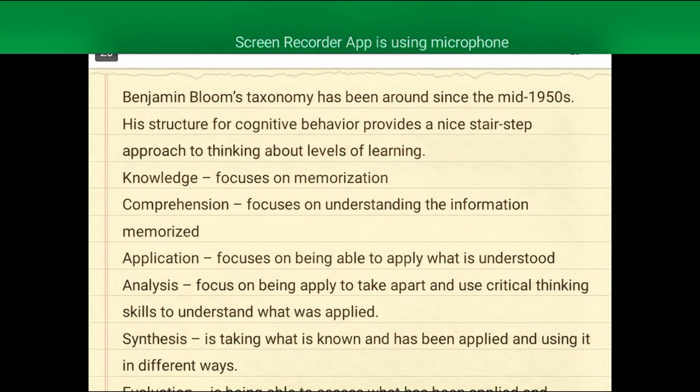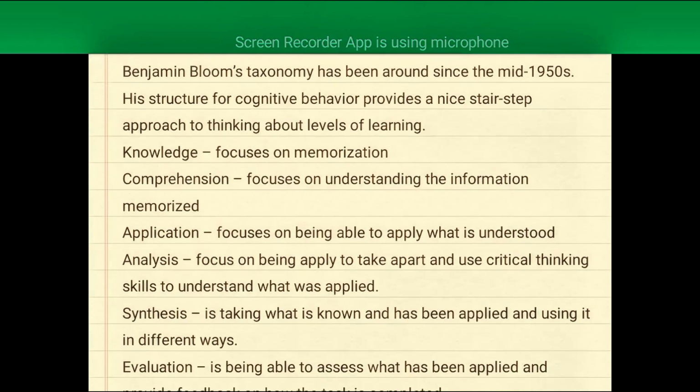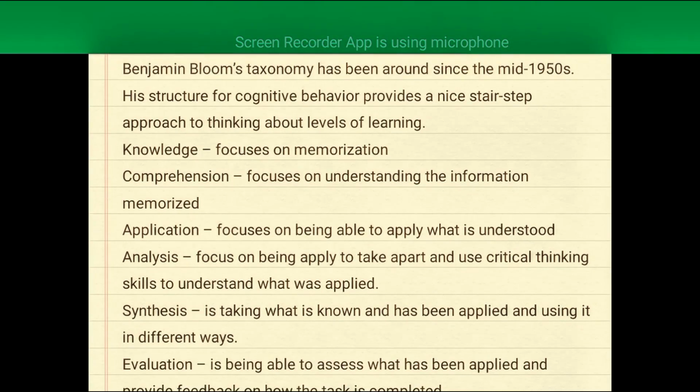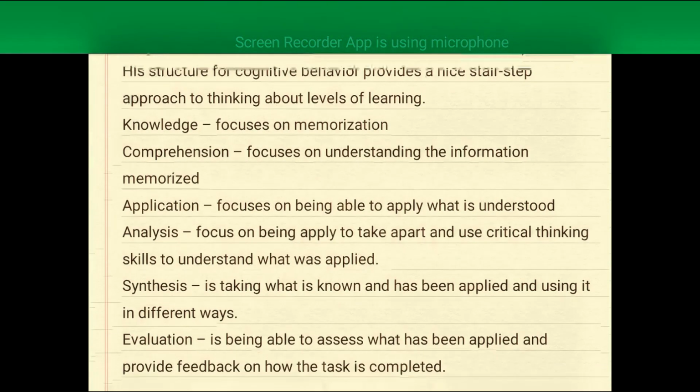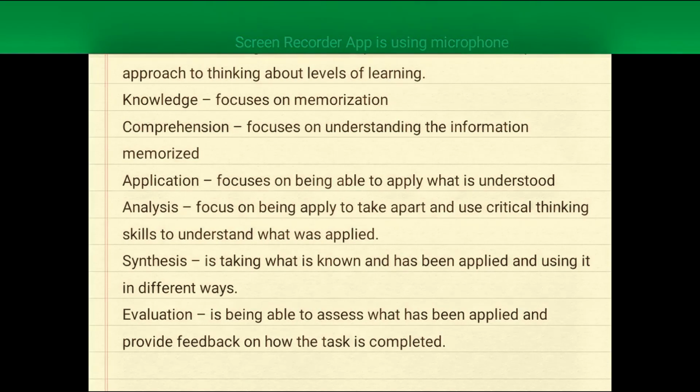Benjamin Bloom's taxonomy has been around since the mid 1950s. His structure of cognitive behavior provides a nice stair-step approach to thinking about levels of learning. Knowledge focuses on memorization, comprehension focuses on understanding the information memorized, application focuses on being able to apply what is understood, and analysis focuses on taking apart what was applied and using critical thinking skills to understand it.